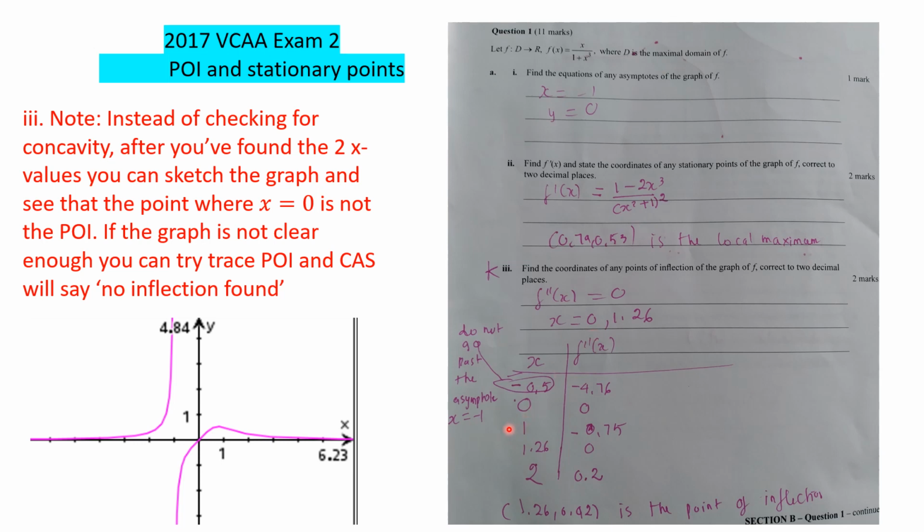You can use the same method for the second x value, 1.26. So you test left and right, and to the left, f double prime is negative. To the right, it is positive. So you do have a change in concavity in this case. So that's why this point is the point of inflection.